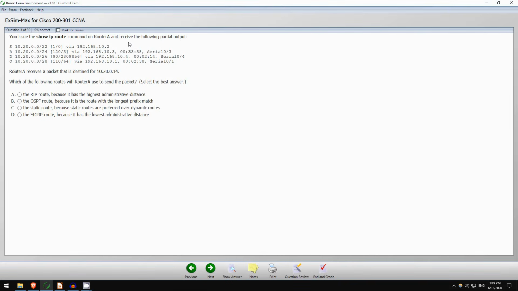Okay, for today's Boson ExSim practice question, I got another question that I really like. It's a good question about route selection. Let's get right into it.